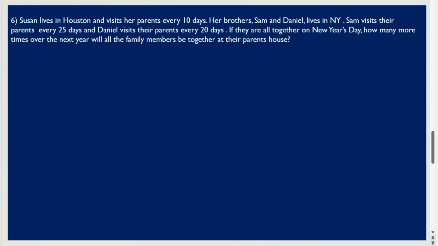Okay. 6. Susan lives in Houston and visits her parents every 10 days. So let's just write the number 10. Her brothers Sam and Daniel live in New York. Sam visits their parents every 25 days. Daniel visits their parents every 20 days. Okay. If they're all together on New Year's Day, so they're all together right now, right? How many more times over the next year will all the family members be together at their parents' house?